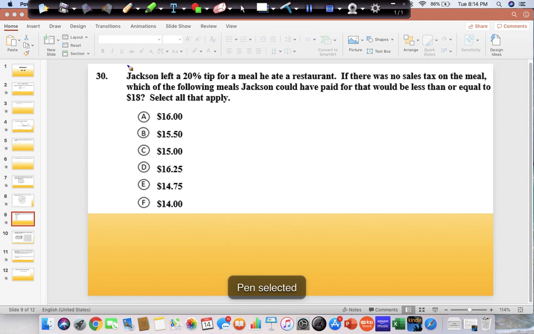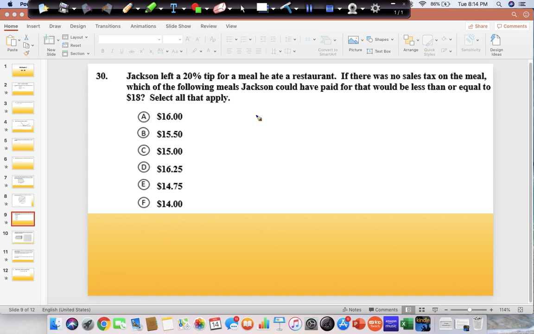Okay, Jackson left a 20% tip for a meal he ate at a restaurant. If there was no sales tax on the meal, which of the following meals could Jackson have paid for that would be less than or equal to $18? Okay, so what we need to do here is multiply the amount times 1.2, and remember 1.2 represents 100% of the meal plus the 20% tip. So 100 plus 20 gives us 120%, and that is equal to 1.2 as a decimal.